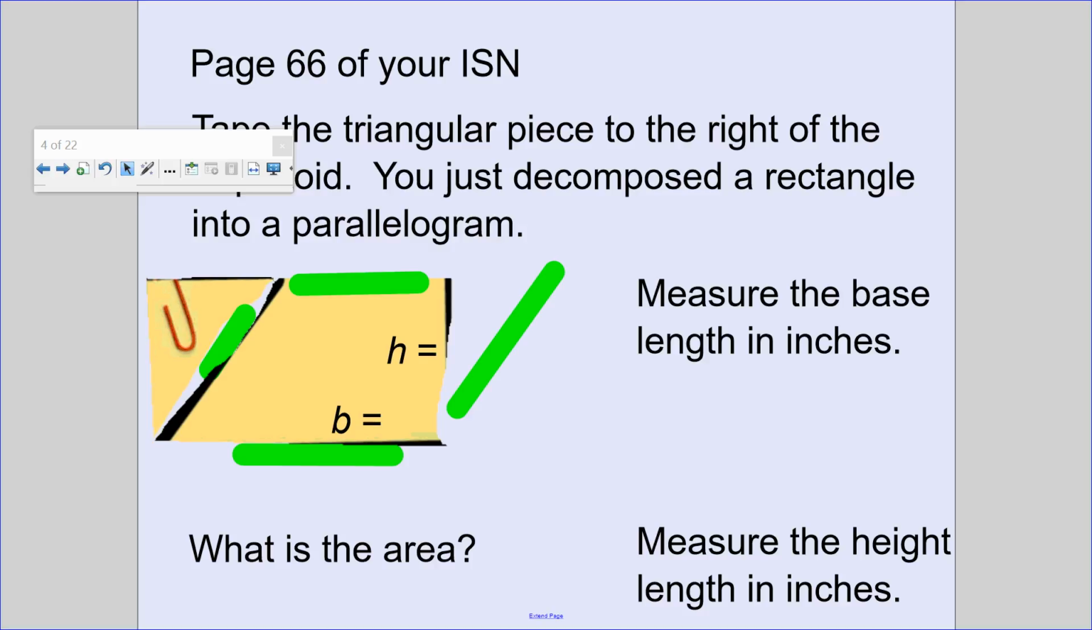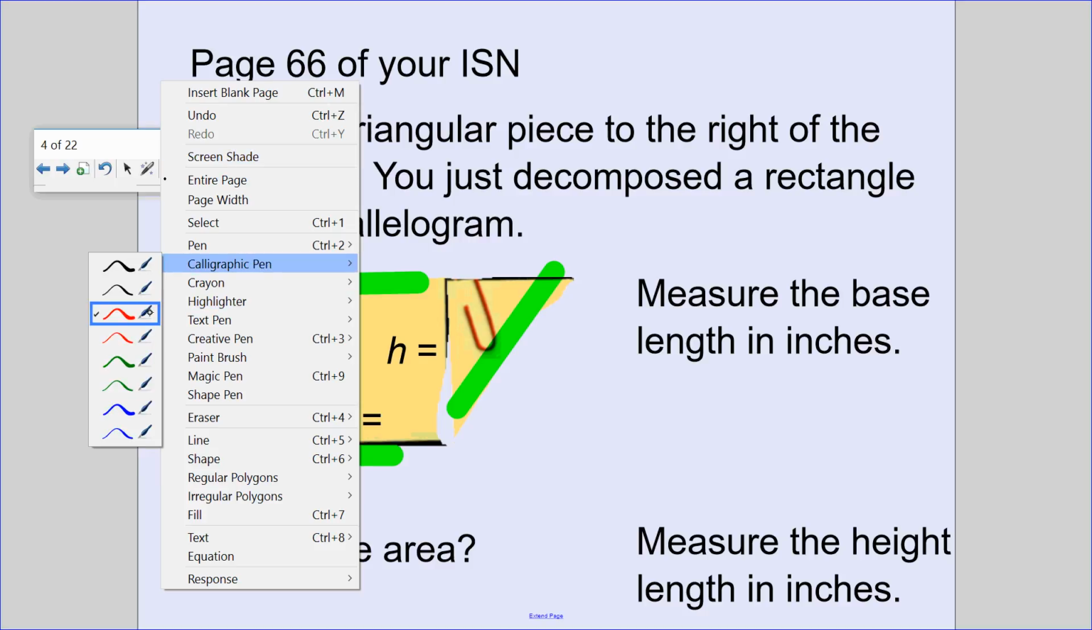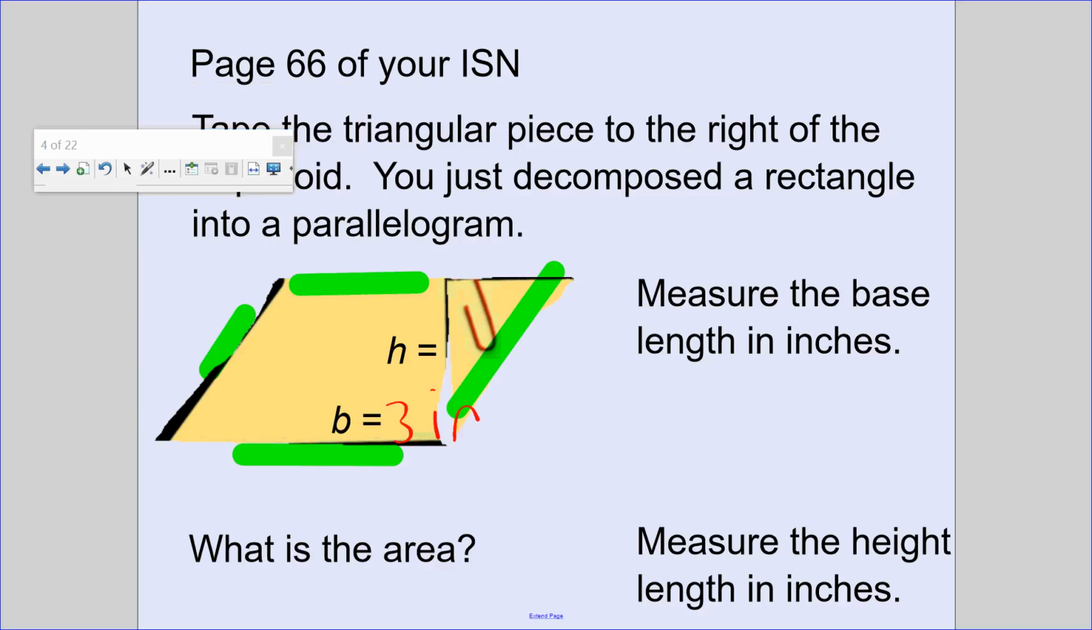So measure the base and height. So let's think about it. If this is the rectangle, if I cut it here, would the base still be the same? Yes, it would be 3 inches. And did the height change? No, it did not. So it's still 1 5/10 inches. So what is the area of this? To find the area of a parallelogram, it's also base times height. So it's 3 times 1 5/10 is 4 5/10 square inches.